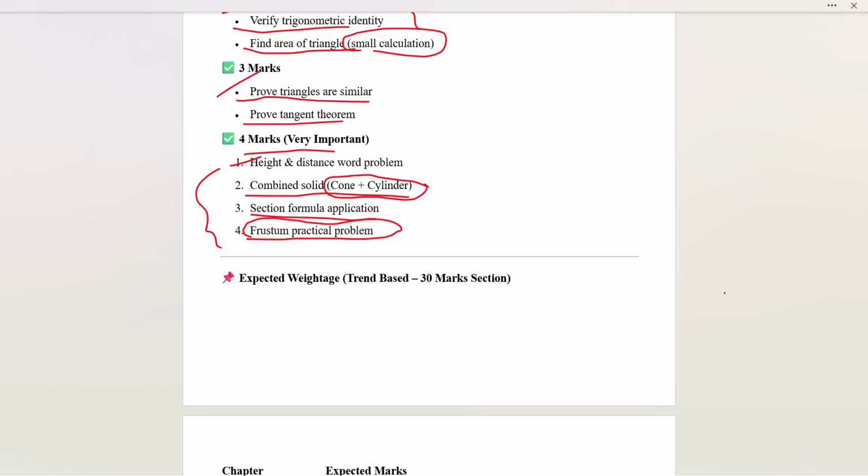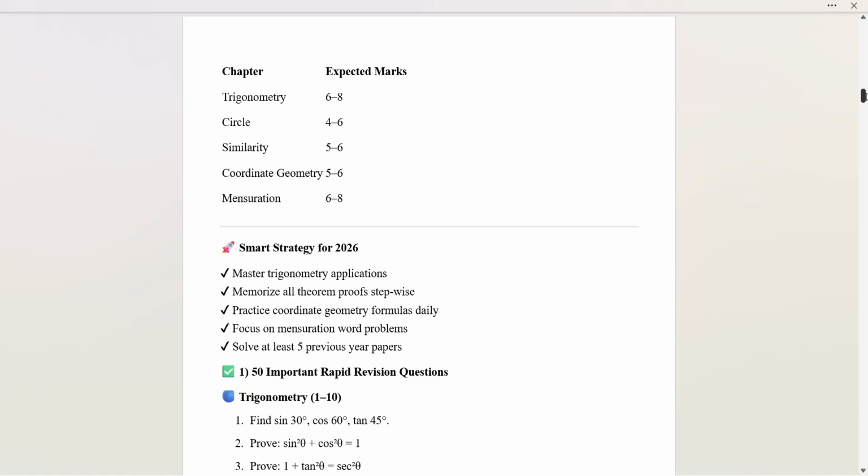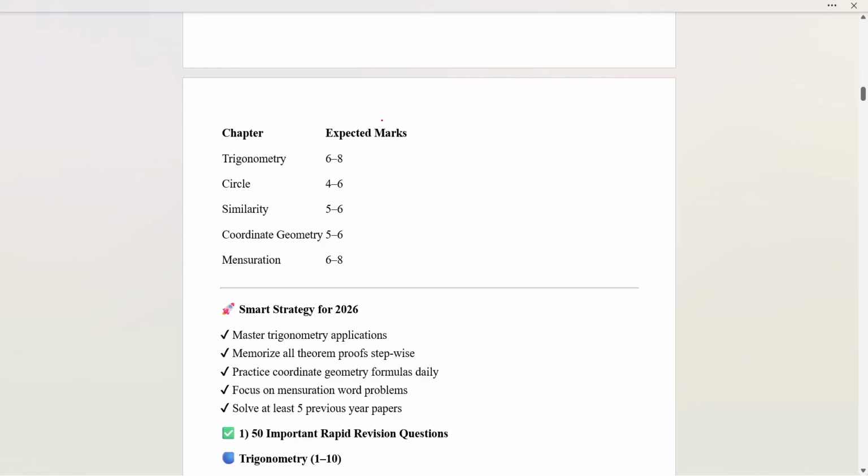It is an expected weightage trend-based 30 marks section. The chapters are trigonometry, circle, similarity, coordinate geometry and mensuration. First, trigonometry and mensuration are 6 to 8 marks each, and both topics have very high weightage. Next is circle, which is 4 to 6 marks, similarity 5 to 6, and coordinate geometry 5 to 6.